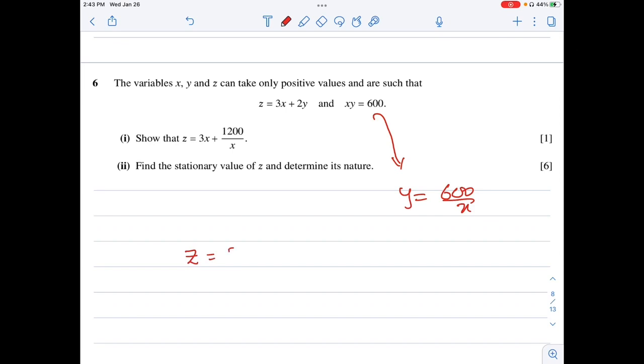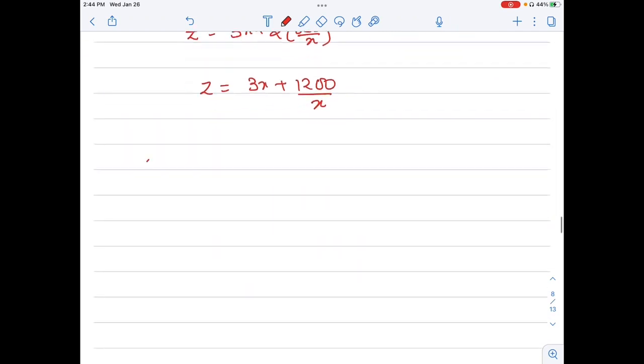So z is equal to 3x plus 2 times y. Y is 600 upon x. So z is equal to 3x plus 1200 upon x. Find the stationary value of z and determine its nature. Stationary, so I have to find dz upon dx. 3x derivative is 3. This is minus 1200 x power minus 2.